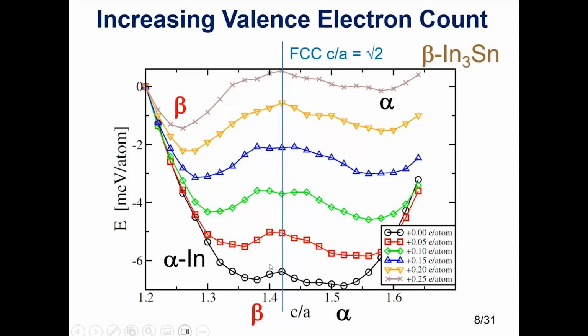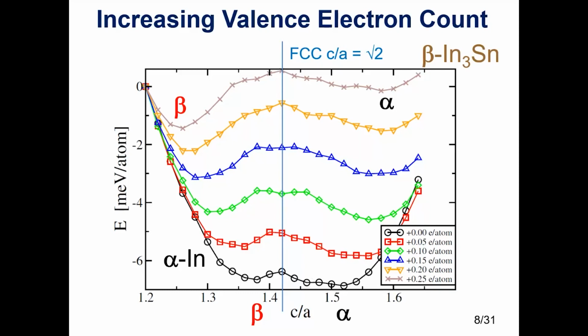And in black, we see the result I showed you previously for pure indium, and you see that there is a minimum below the square root of 2, a local maximum at the square root of 2, and then a second and somewhat lower minimum beyond the square root of 2. So that's if you have the valence electron count of pure indium.